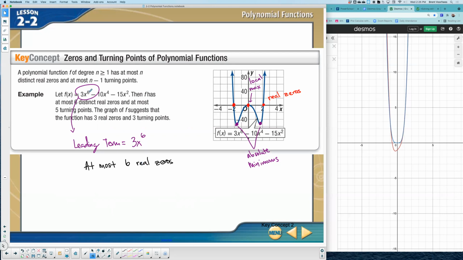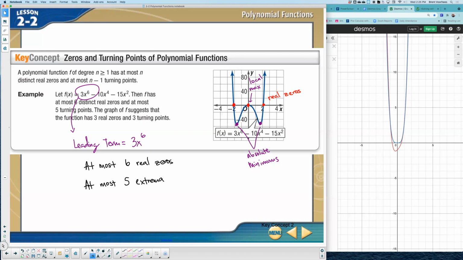What does that mean? The number of zeros that are possible goes off the highest power. This power was a 6. Since it was to the 6th power, there's 6 possible zeros. Did this graph happen to have all of them? No, but there were 6 possible. And it tells you the most number of turns, or extrema. Extrema is a maximum and minimum that occurs when a graph changes direction. It can change direction at most 5 times.